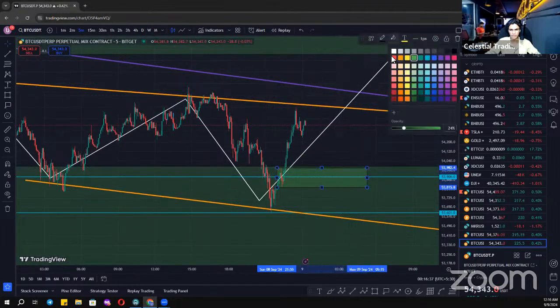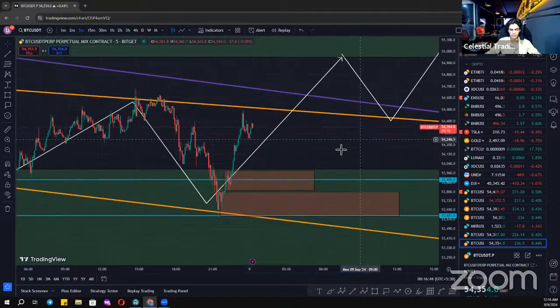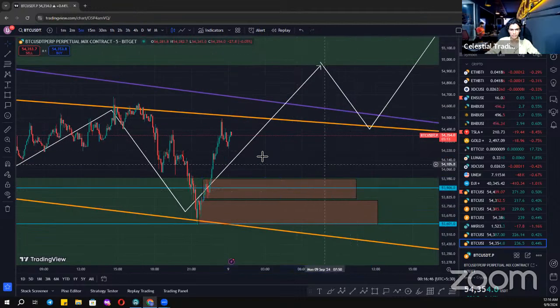This zone, or else this extreme zone, which is a good healthy move for a pump.